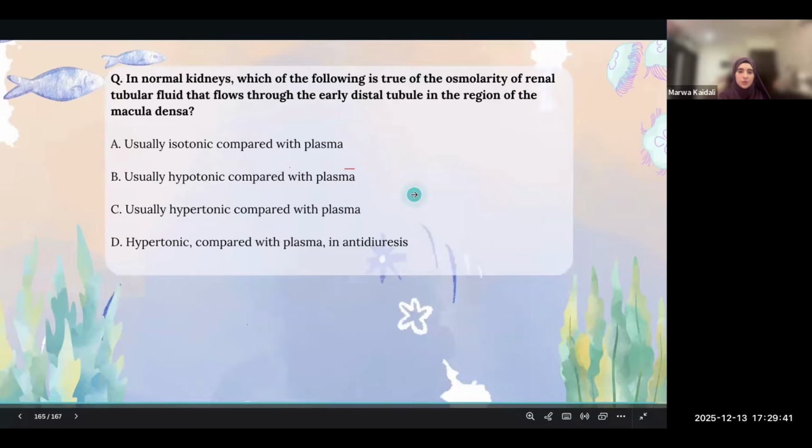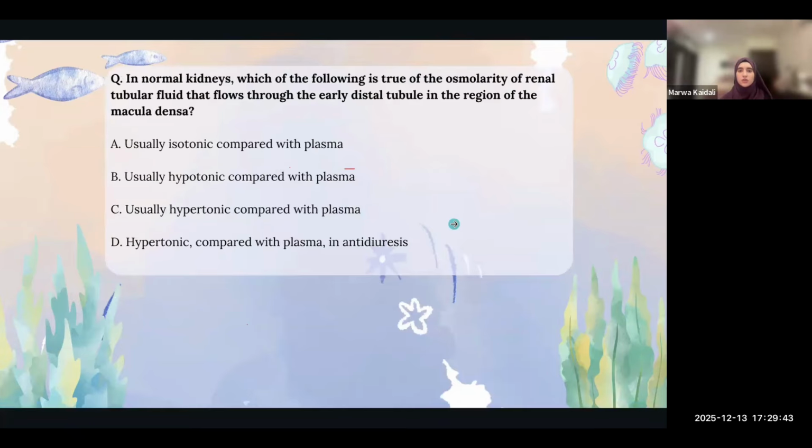Okay, now last question. In normal kidneys, which of the following is true of the osmolarity of renal tubular fluid that flows through the early distal tubule in the region of the macula densa? Yes, perfect. So we said that the fluid that would come out of the ascending limb is going to be very dilute, okay? And when it enters the distal tubule, it's going to be very dilute. So this is why it's going to be hypotonic compared to the plasma, okay?